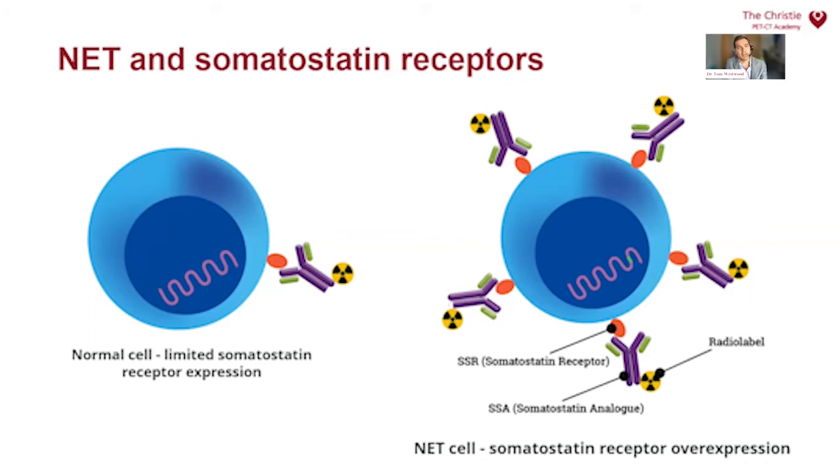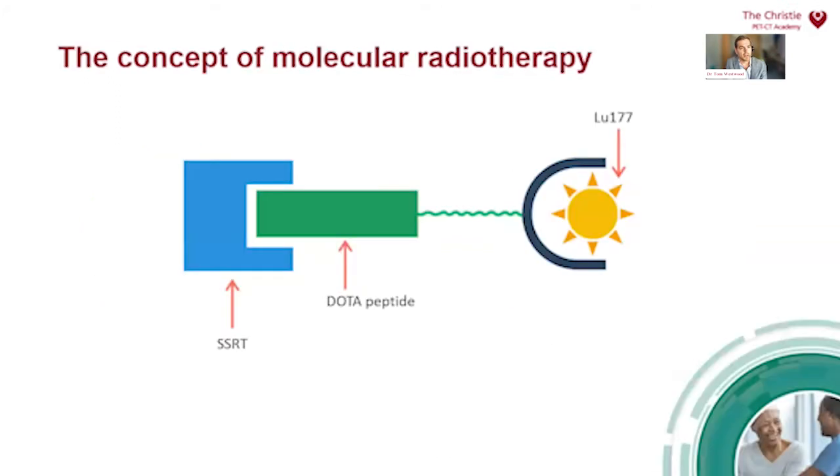So that's the imaging principle, but if we sort of hijack that and swap out the gallium for a radioisotope that has a higher energy, then that higher energy will be delivered to the binding cell and to the cells adjacent to it, and can either kill those cells or stop them dividing successfully. And that's the theragnostic principle. In the case of neuroendocrine tumor, we swap out the gallium for lutetium-177.